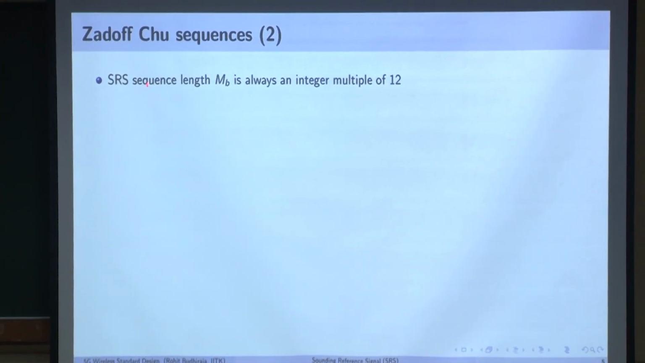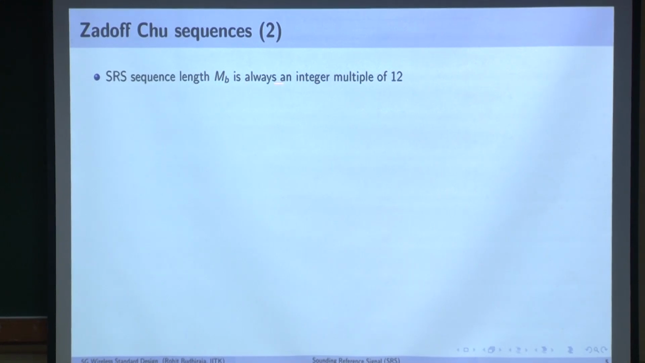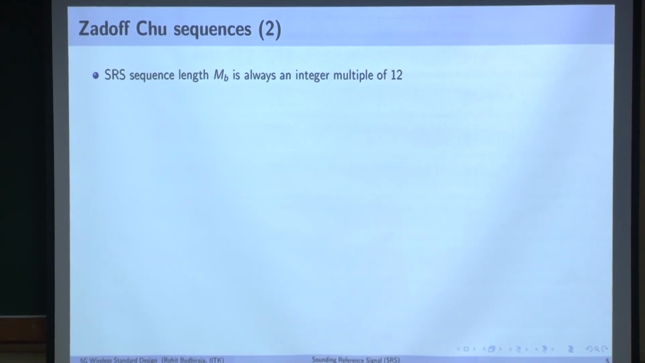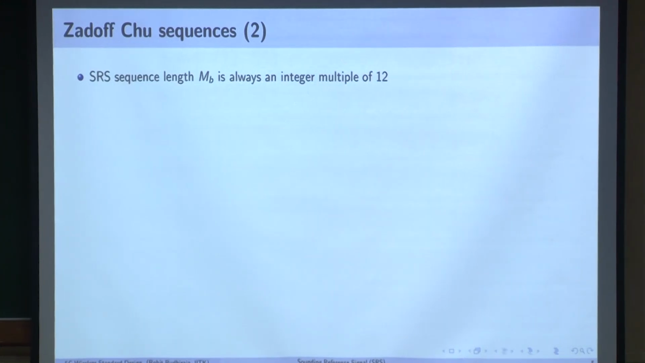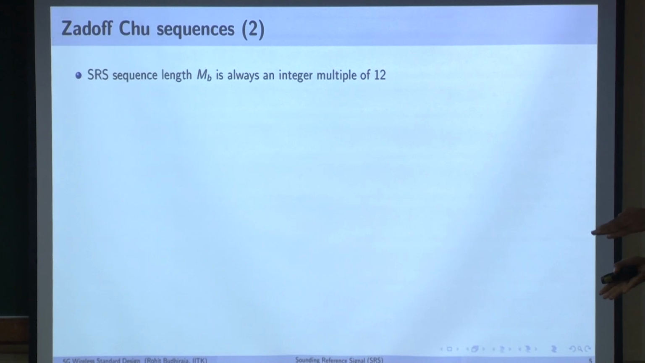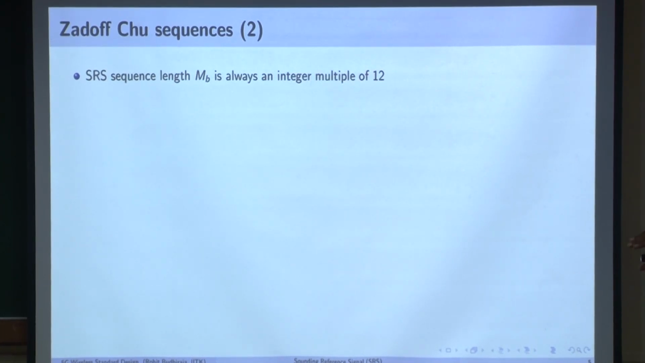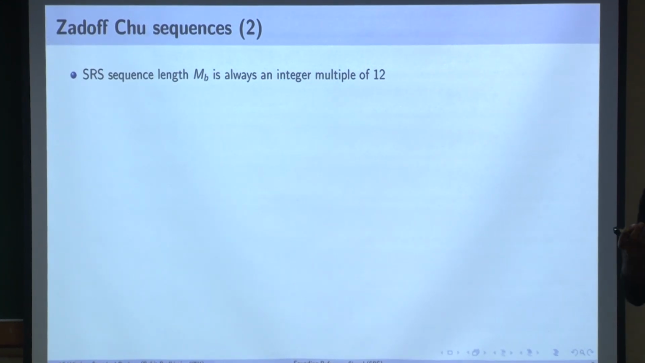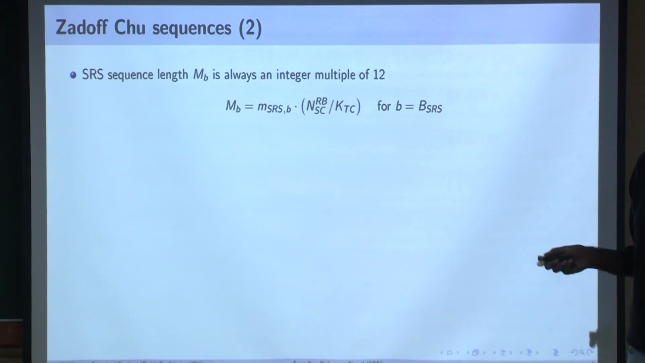So what are we saying here? The SRS sequence length M is always an integer multiple of 12. Even if you do it over a PRB, that's not the minimum length. You assign the SRS over a certain minimum number of PRBs. How many PRBs? 4, you remember, right? That's what determines the length of the SRS sequence.